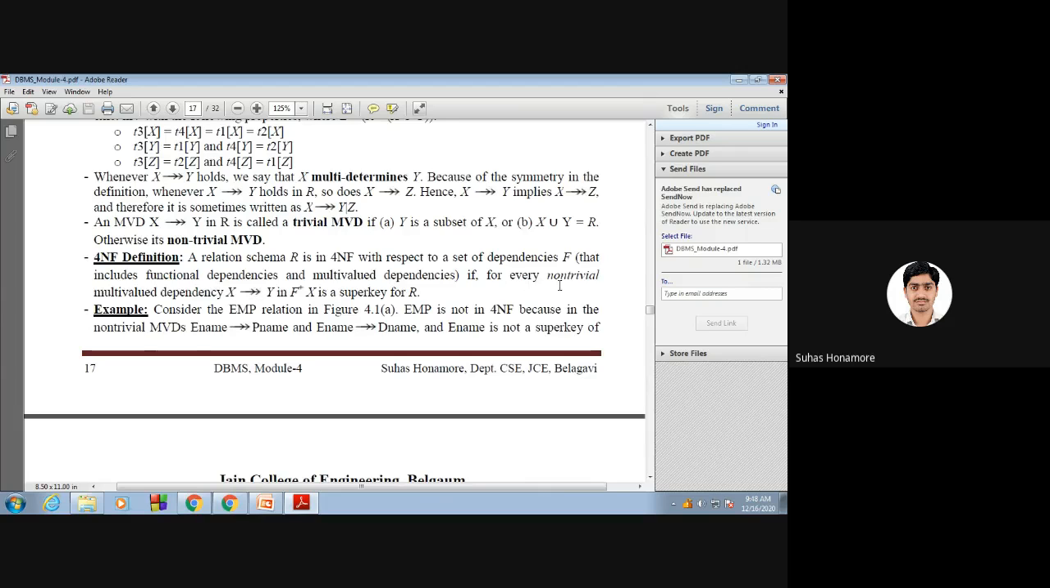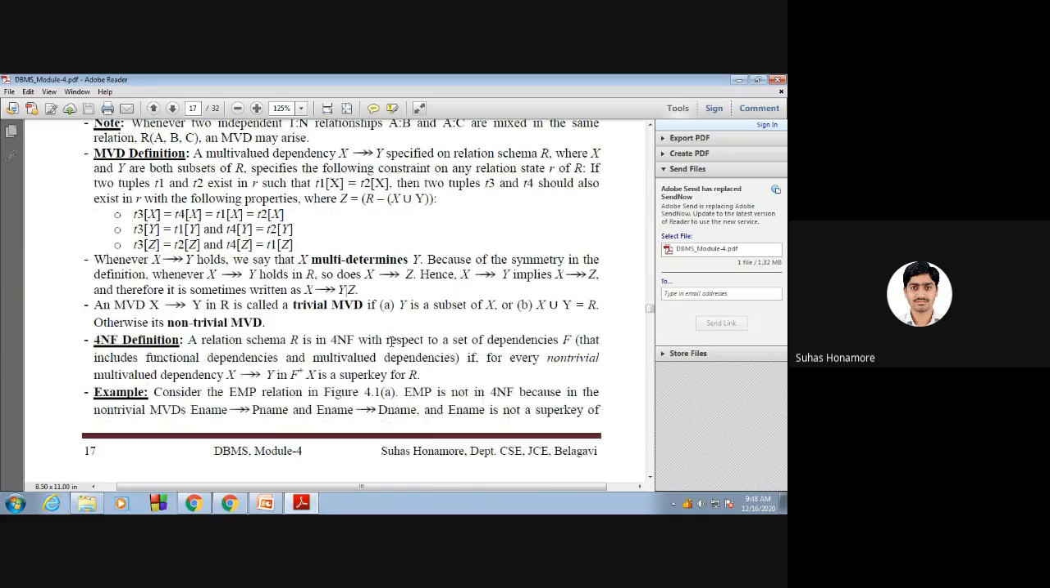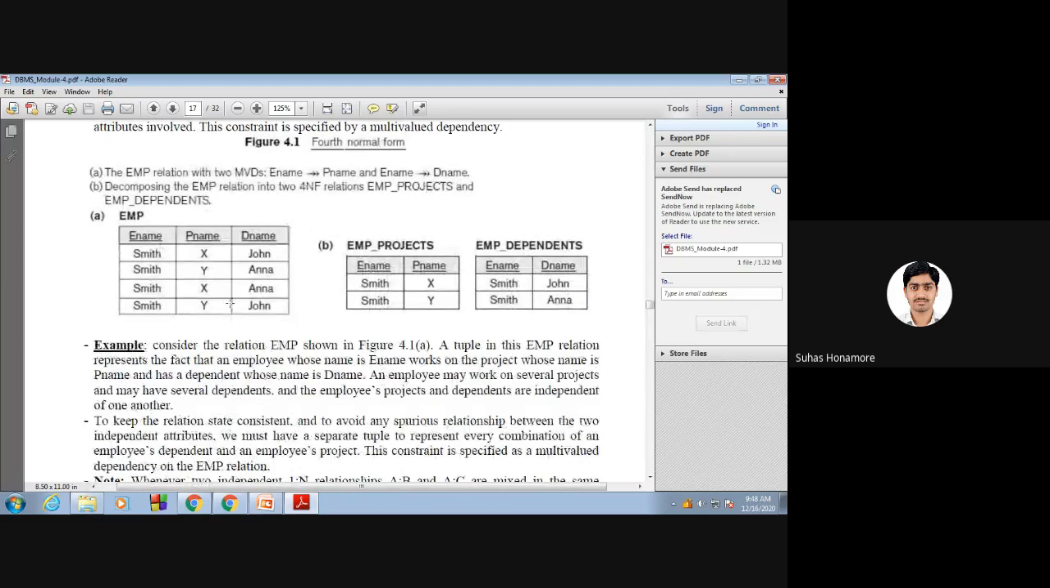for all non-trivial dependencies X to Y, X should be a super key. If in the given table I have the multivalue dependency X to Y, then X should always be a super key. This is the condition. Then we'll say this is in 4NF, otherwise it is not in 4NF. Now we'll see whether this is in 4NF or not.